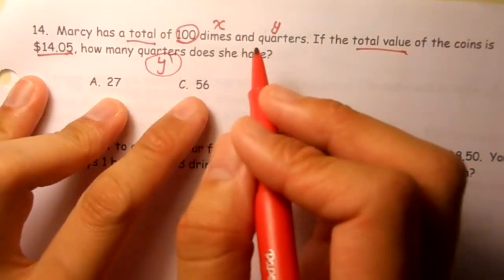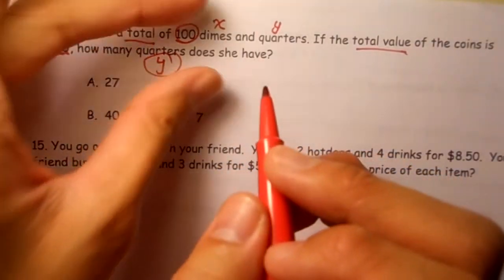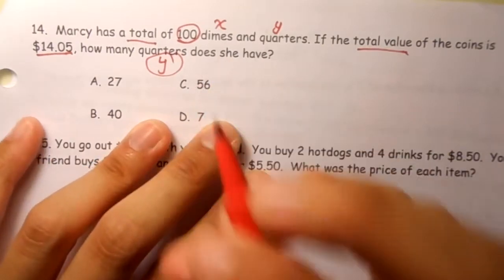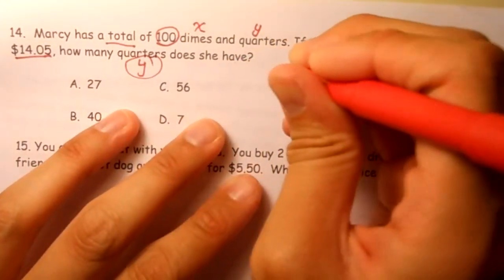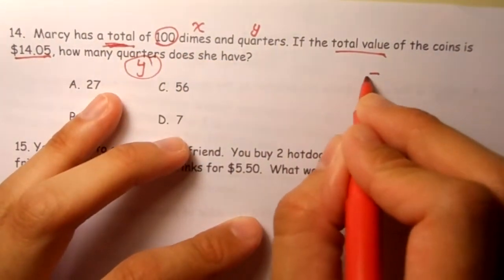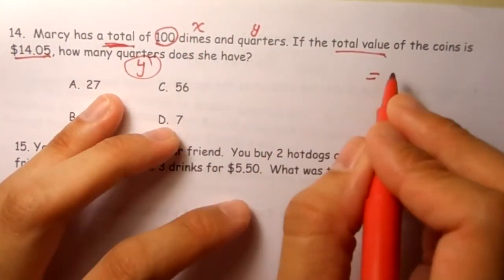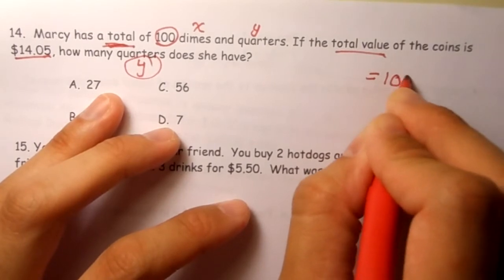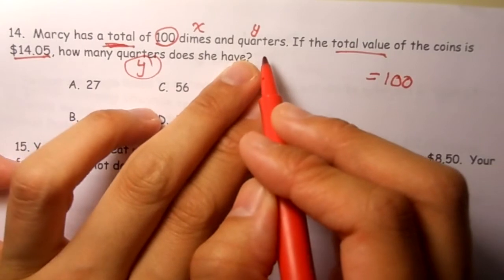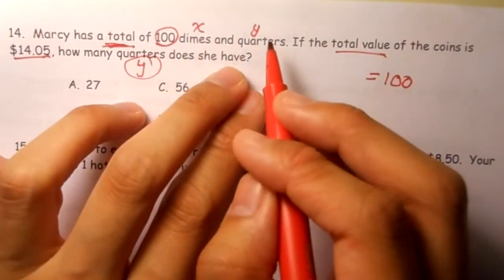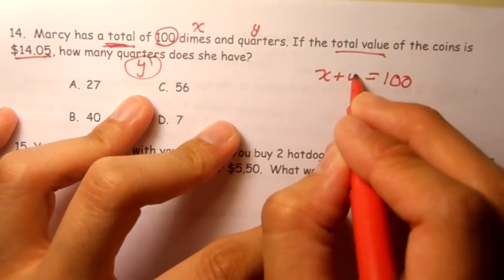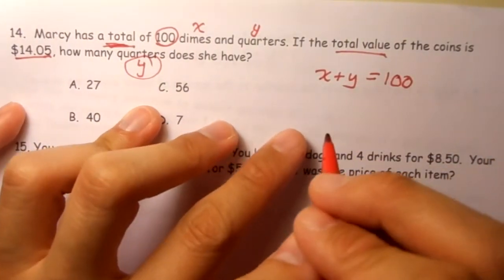So remember what Jimmy said. We will have a quantity equation and a total value or cost equation. So let's set that up now, shall we? In the quantity equation, we have a total of 100 coins in general. So if x is the number of dimes and y is the number of quarters, then added together they would give you 100. So all that is x plus y equals 100. And that's my first equation.